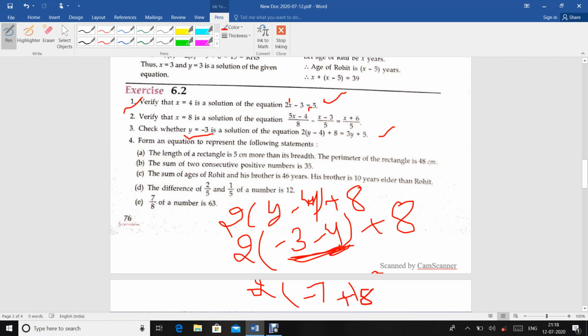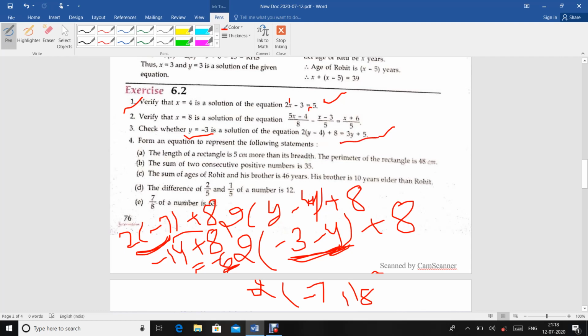Plus 8, 2 minus 7 plus 8. Firstly you will need to open the bracket, so it is minus 14 plus 8, which is equal to minus 6, because plus minus makes minus. 14 minus 8 is equal to 6, so here is minus 6.